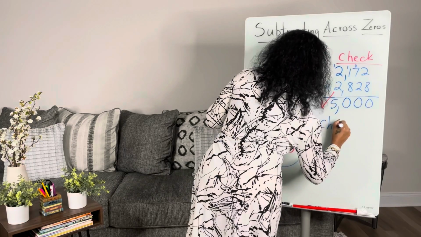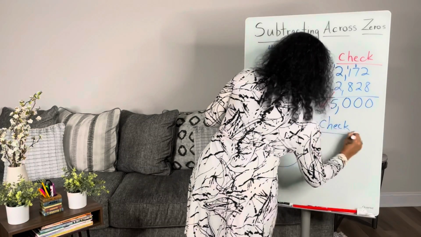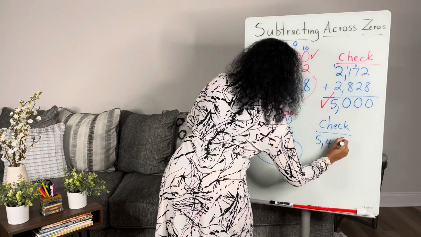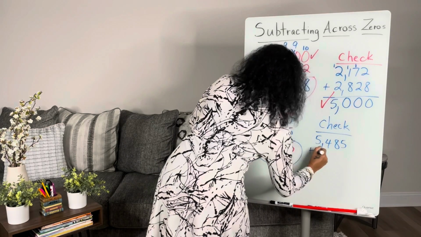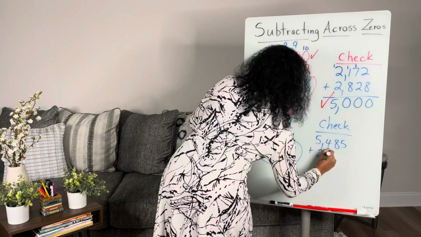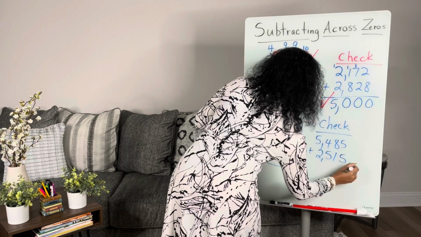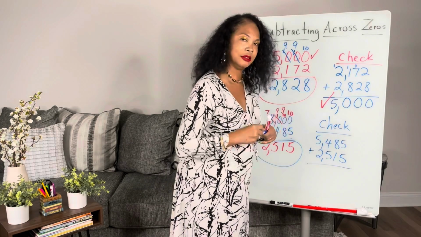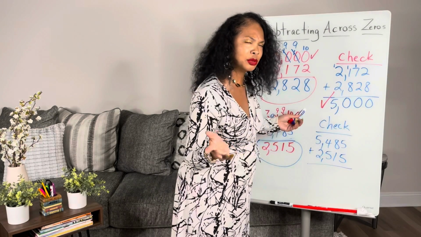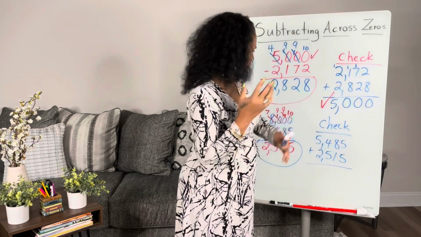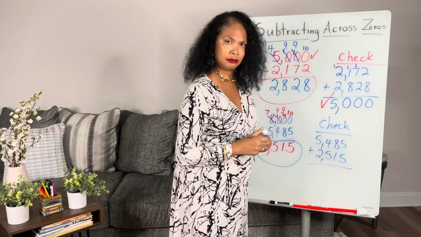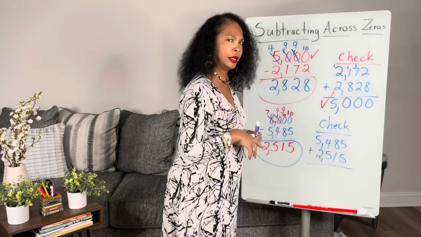Shall we check? I think so too. Let's check. So we're going to add 5,485 plus 2,515. And if that equals 8,000, then you know we got the answer correct. If it doesn't, what should we do? Yes, we should go back and try again. All right, we don't give up here.